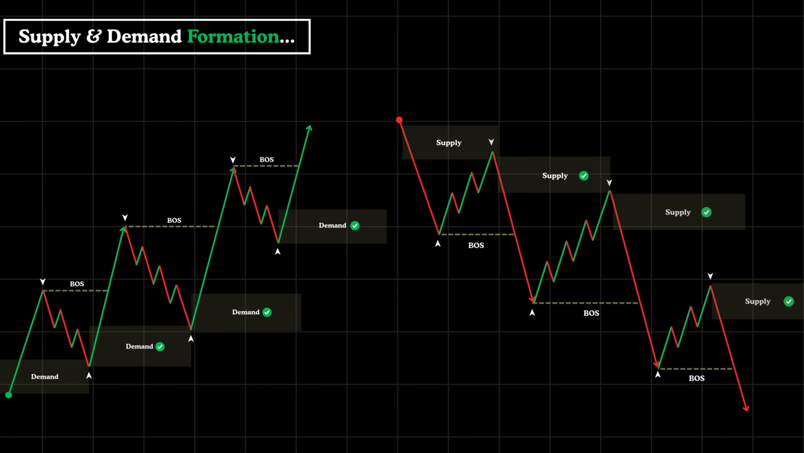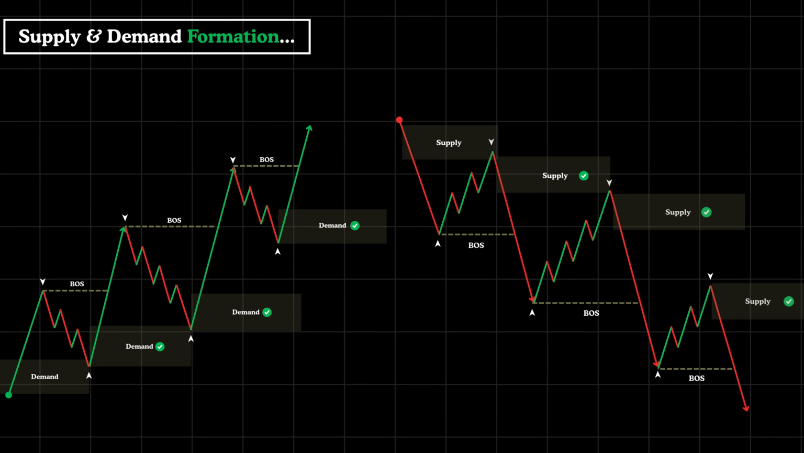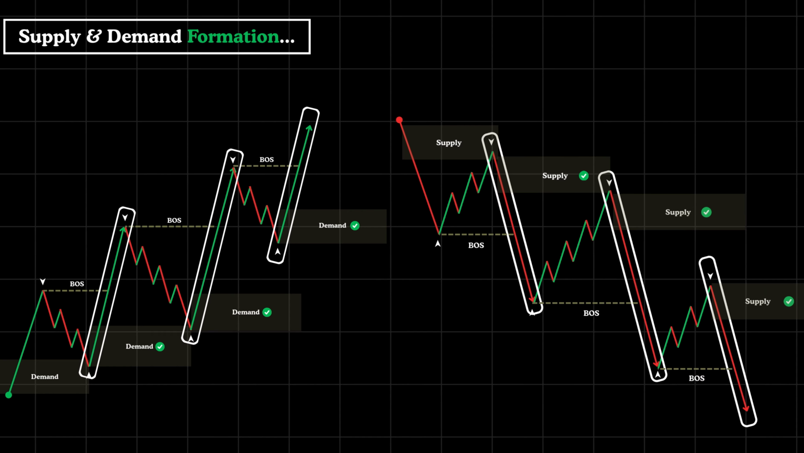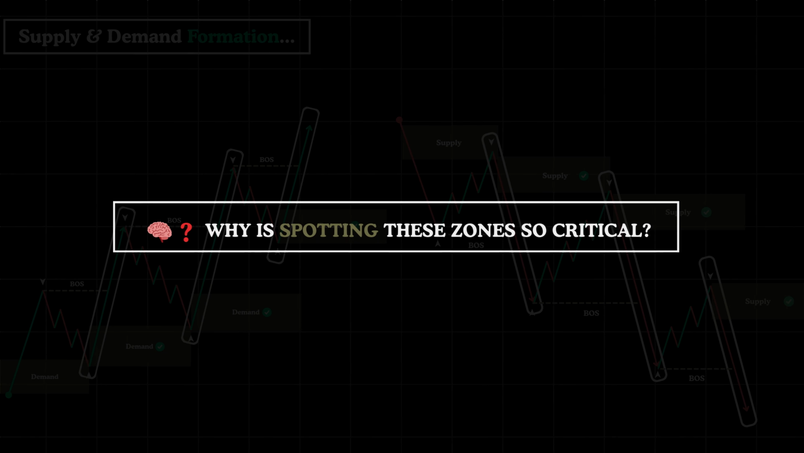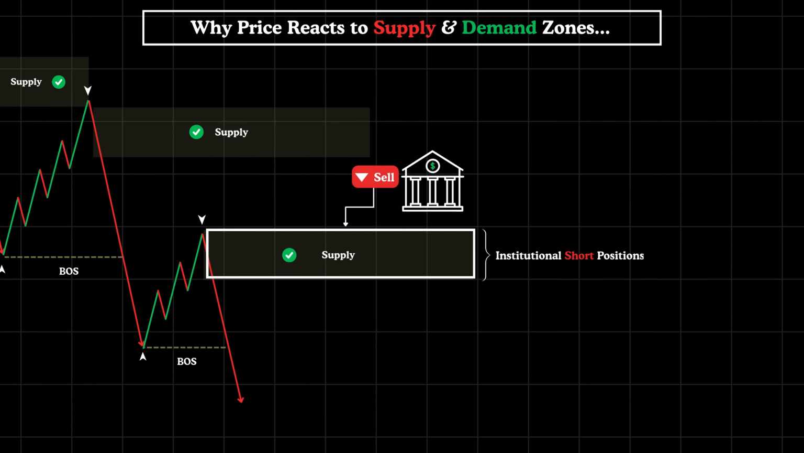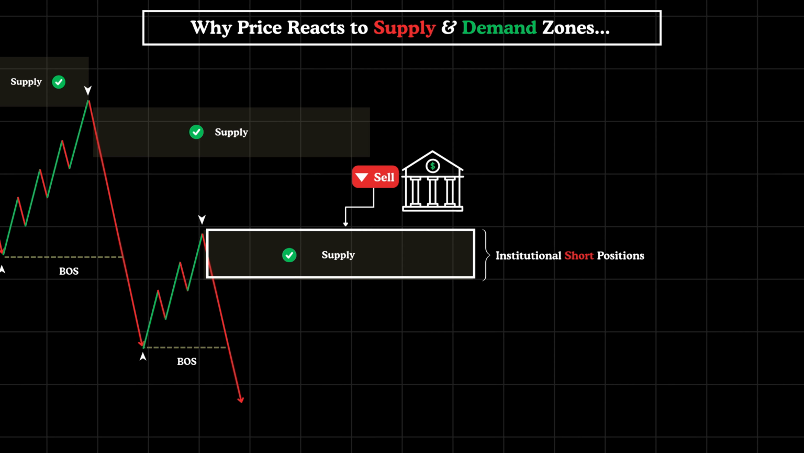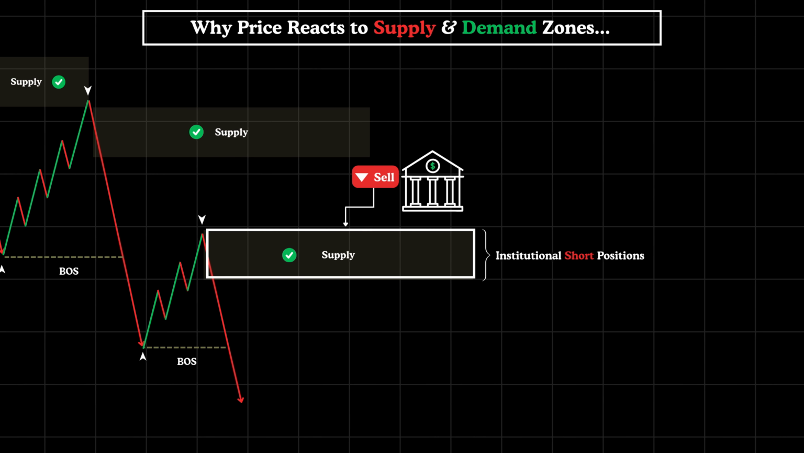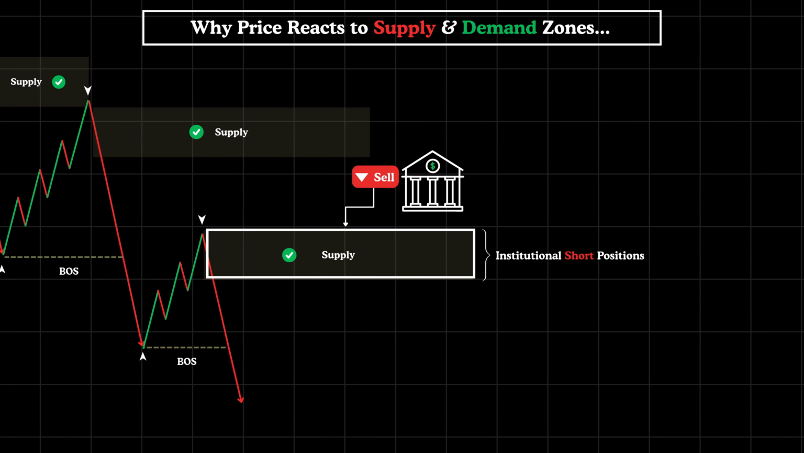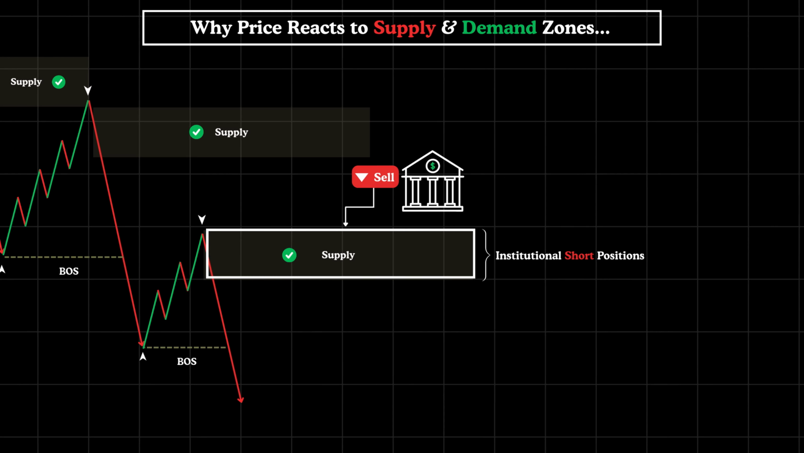In short, supply and demand zones are areas where price makes a strong impulsive move that causes a break of structure. Now, you might wonder, why is spotting these zones so critical? Here's the reason. These zones mark where smart money initiates positions, often right at the beginning of a trend. They act as decision points that form before institutional orders are fully placed. This is why they hold so much influence.